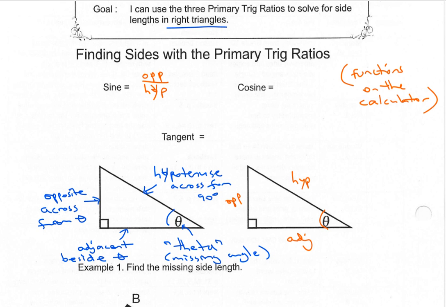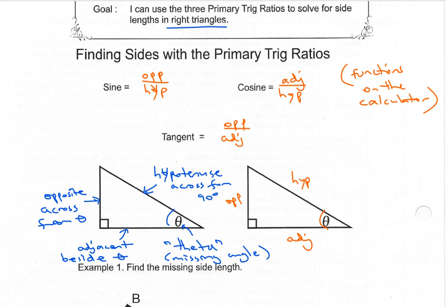So let's say your opposite side was 2 meters and your hypotenuse is 10 meters, then your sine is 2 over 10, 2 divided by 10. Cosine is the adjacent divided by hypotenuse, and tangent is the opposite divided by the adjacent.